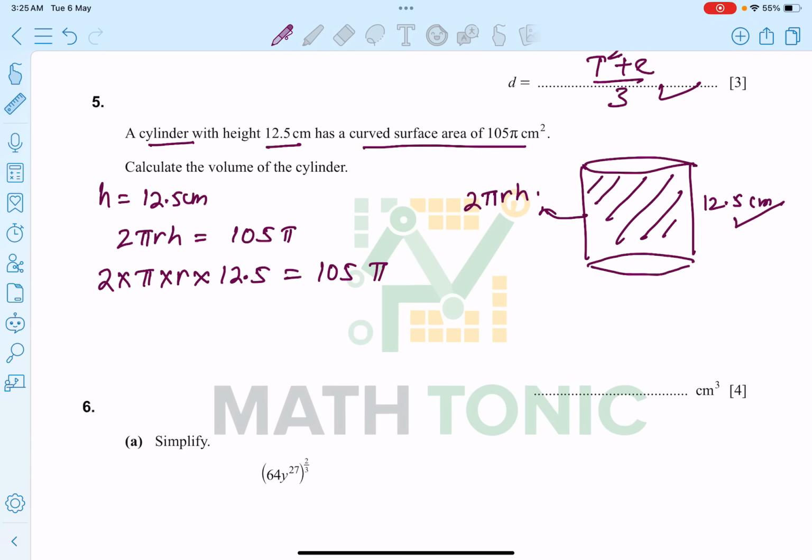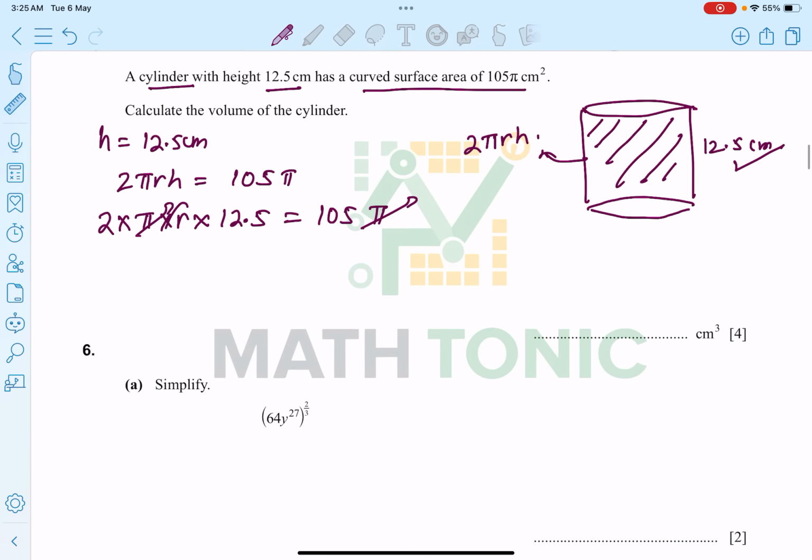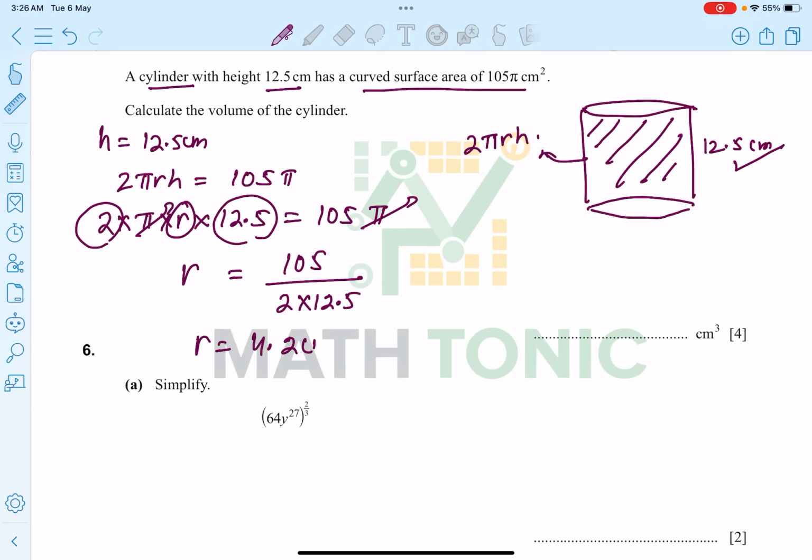Is it okay? So I can cancel this pi and pi, because if I try to take this to the other side, it will be divided. Now I want to keep r as the subject, right? If I put r as subject here, and if I try to bring this 2 and 12.5 to the other side, it will go to the denominator. Yes or no? So r equals to, if I put this in the calculator, I hope you are getting r equals to 4.2 centimeter. What does it mean? That means this radius we got is 4.2 centimeter.